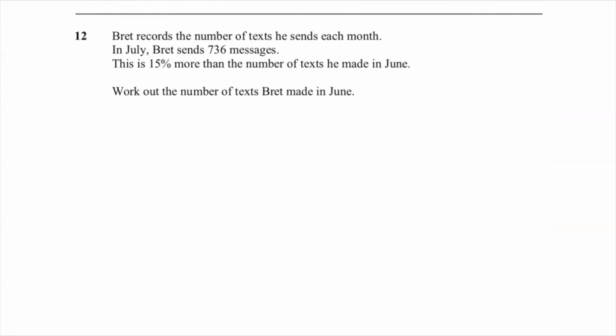Okay, so Brett records the number of texts he sends each month. In July, he sends 736 messages, which is 15% more than he made in June. So what we know is that we have an increase question with 15%. A 2-tick question is original times multiplier equals result. We don't know the original. That's what we're being asked to find out.